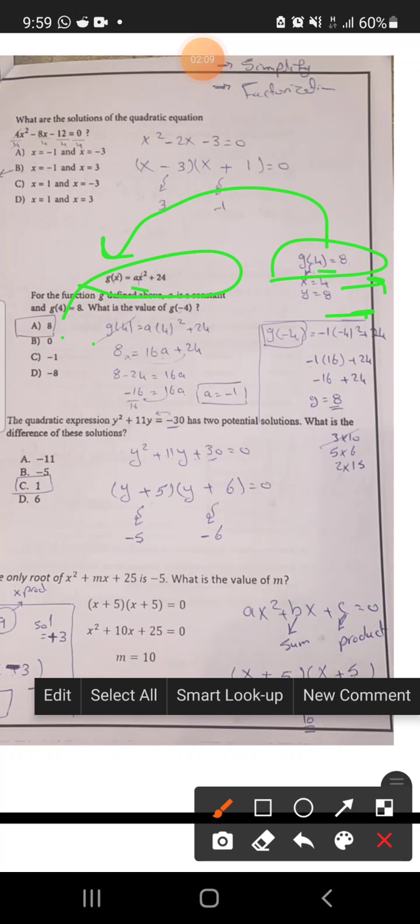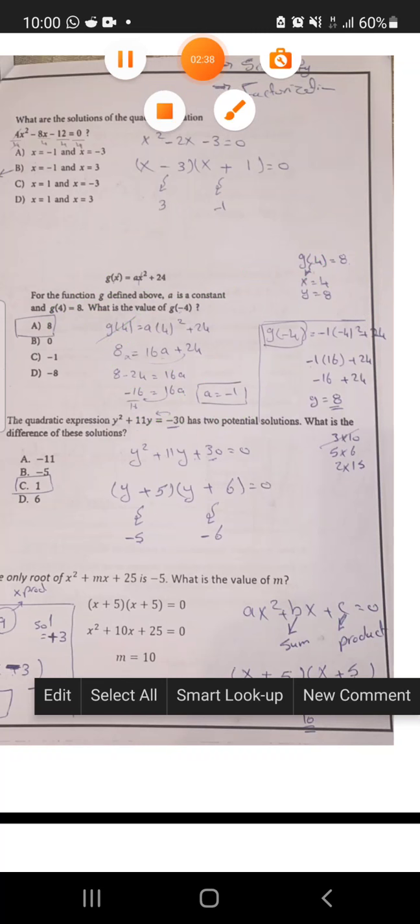So here g(4) equals a times 4 squared plus 24. g(4) is given in the question as 8. You remove g(4) and put 8 equals 16a plus 24. To solve this, you send 24 to the other side as negative 24 equals 16a. To get a alone, you send 16 over by dividing, so a equals negative 1.